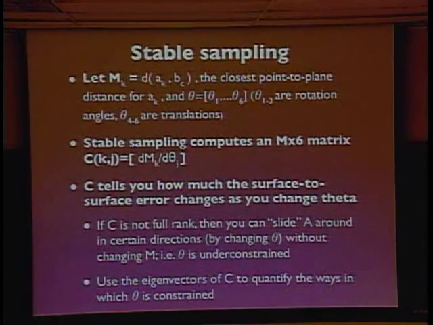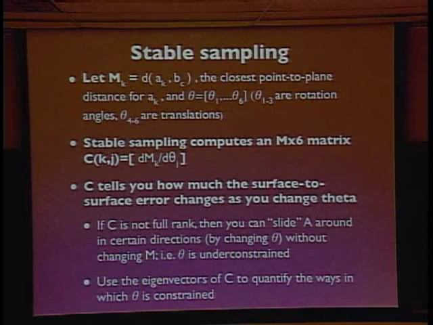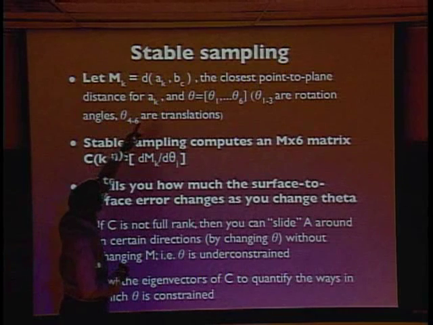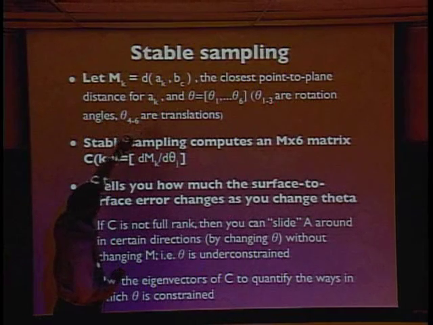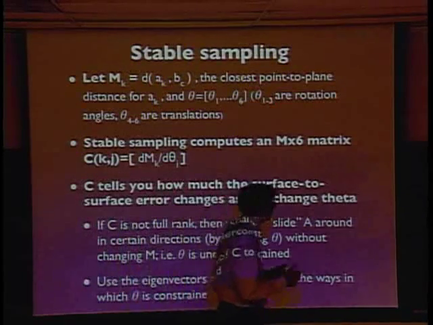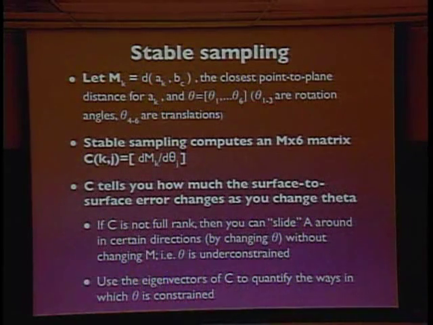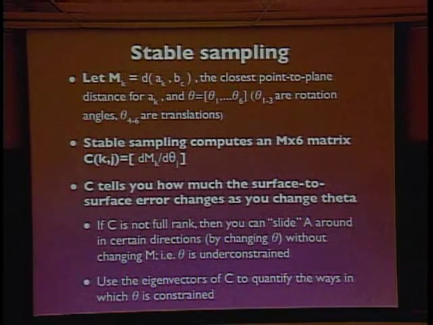So here, let's say that we have another construct called C, which is this matrix. Let's say that M is going to be the closest point, either point-to-point or point-to-plane distance for some A of K. So it's going to be the distance from A to B at that point. And M is going to be this metric that we think is intuitive: the further the points are from each other, the worse the match is. So that's going to be M.